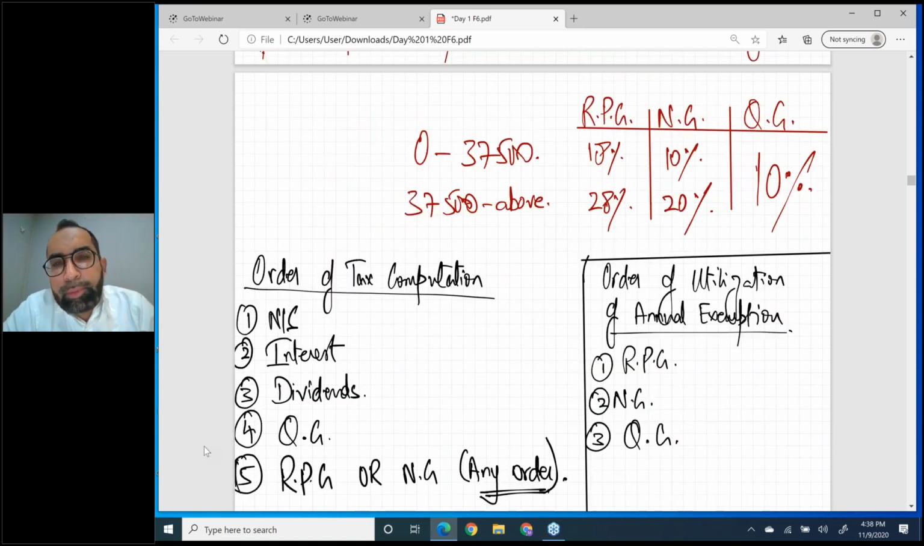There are normally three types of gain. Number one is RPG, residential property gain, and the rates are, look here, 0 to 37,500, it's 18%. 37,500 and above is 28%.